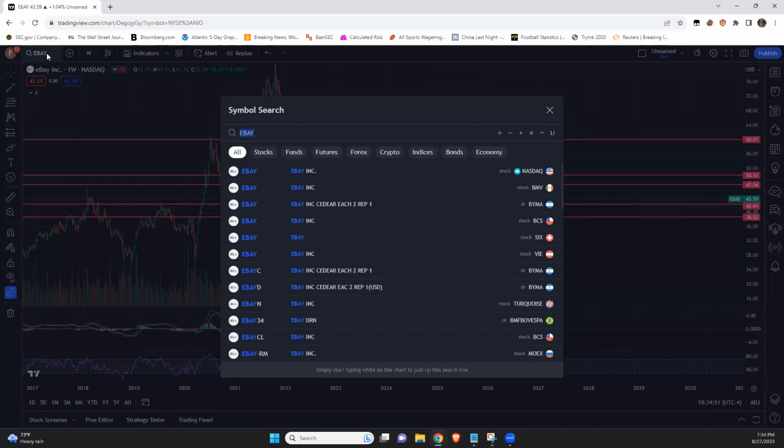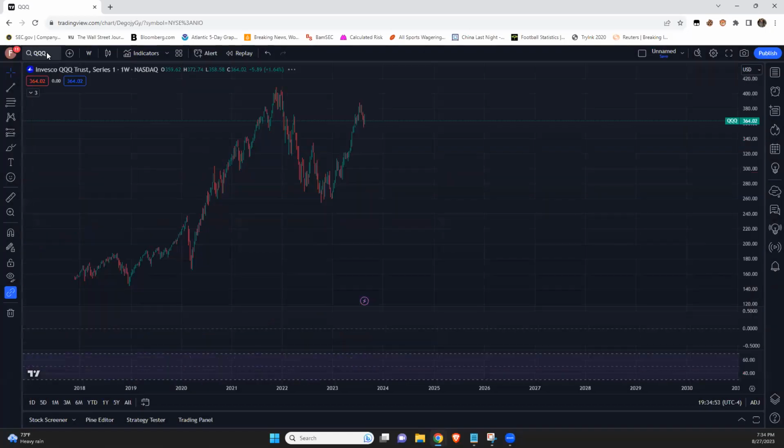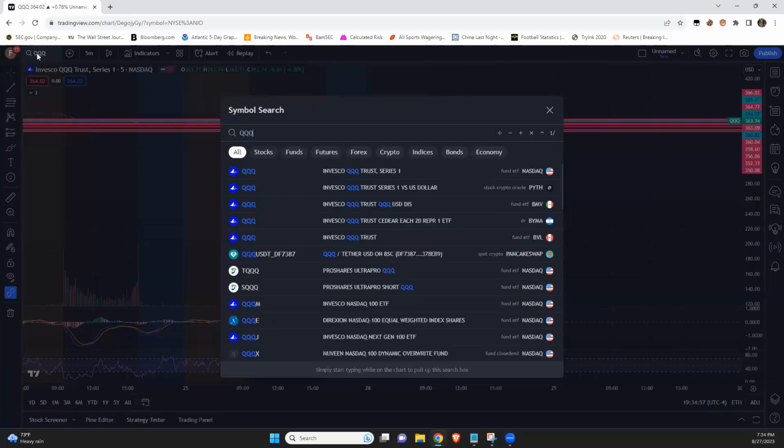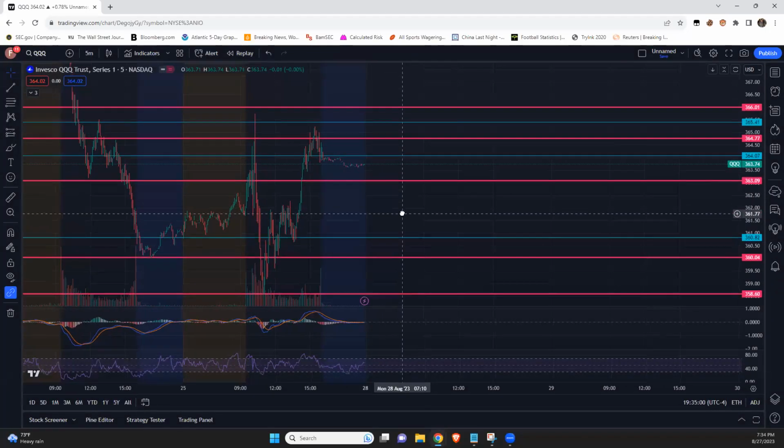Let's look at another one, okay? So QQQ, we'll go right back to it. Okay, let's look at the 5-minute. Anyways, these are some levels that I have marked down, okay?